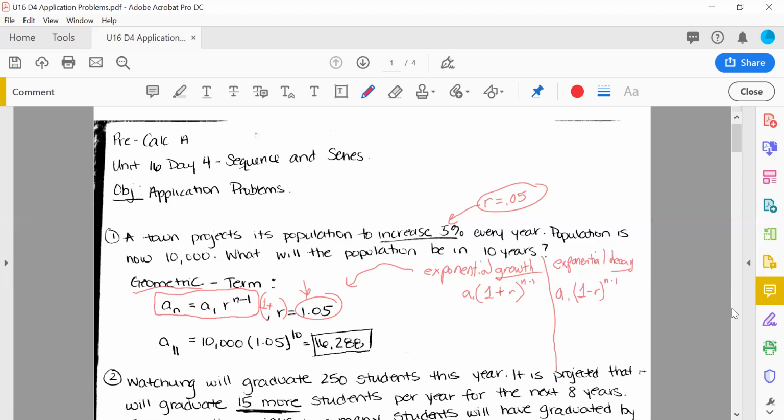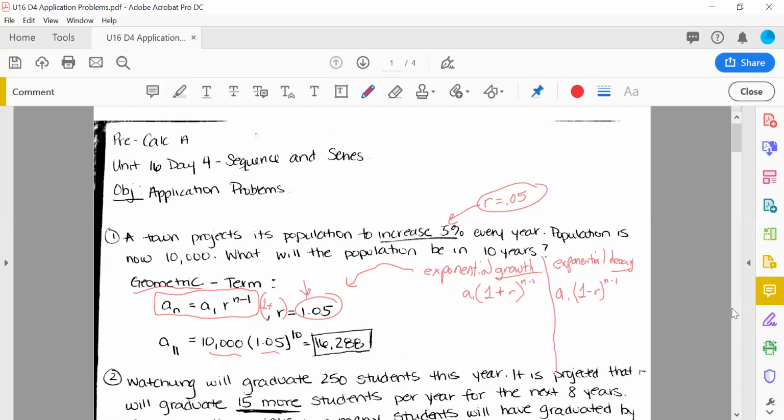So Mr. Cody, what if it was exponential decay? Well, then I'd do 1 minus 0.05, and I would get 0.95. You follow? All right, so you take the initial amount, 10,000. That's like the first term, times the 1 plus r, which is 1.05 to the 10th power. All right, and you got your term.